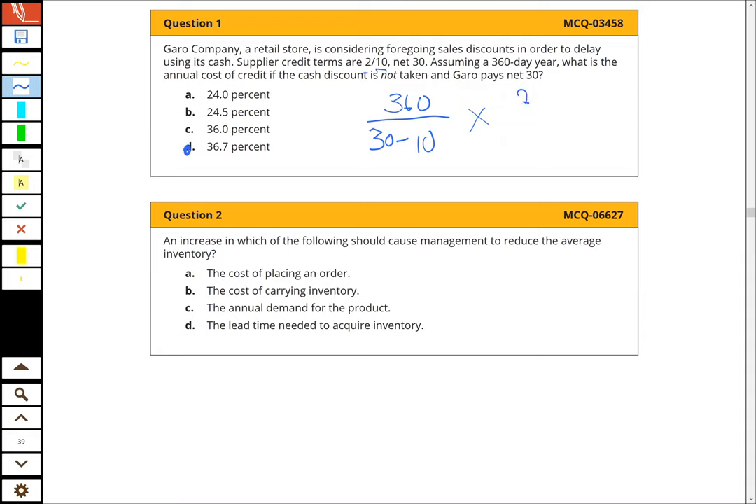So I'm not sure, maybe you just remembered 1% from the example you had there, but you take the discount, whatever that is, and then 100 minus the discount. So 100%, right, minus the 2% discount. Okay, and when you do the math on that, I'm not gonna go through all the details of the math, you get this 36.7, right?